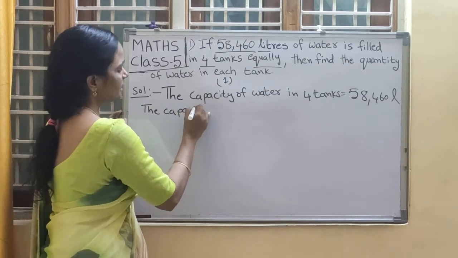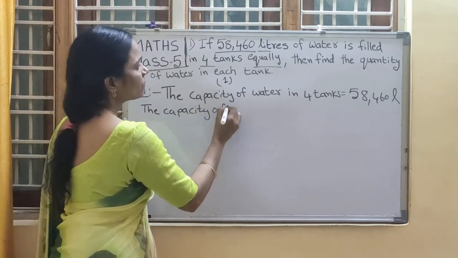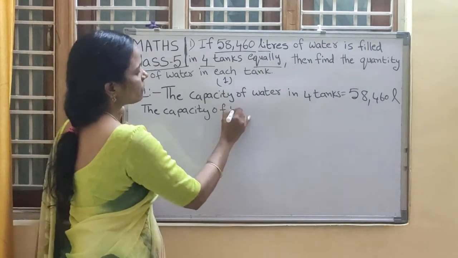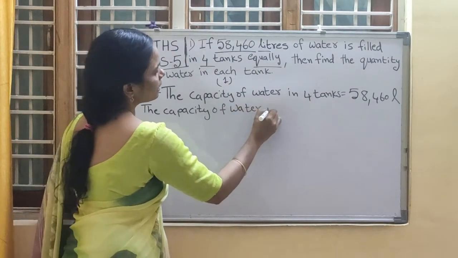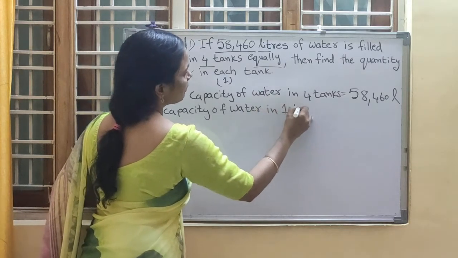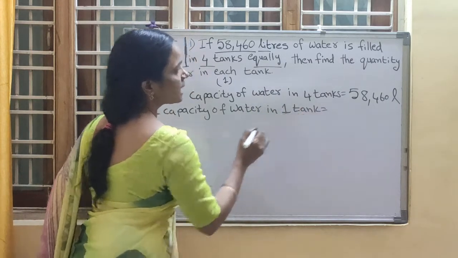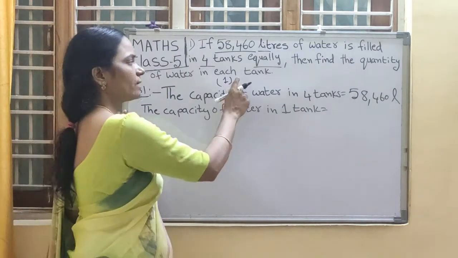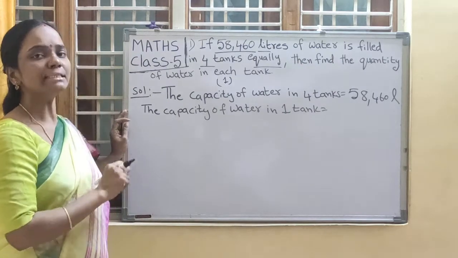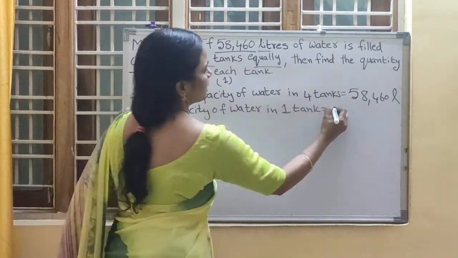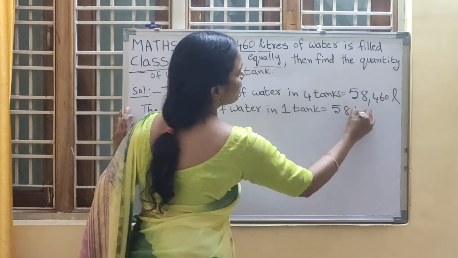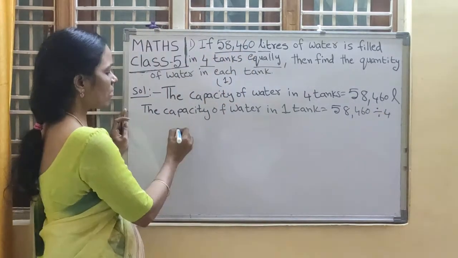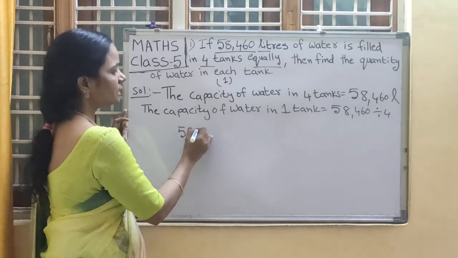Next statement is the capacity of water in one tank. How do you get the answer, children? What do we have to do? We are finding each one's capacity, so we have to take division. Yes, take division. 58,460 divided by 4. Okay, we have to take the long division, children. Everyone, look here carefully.